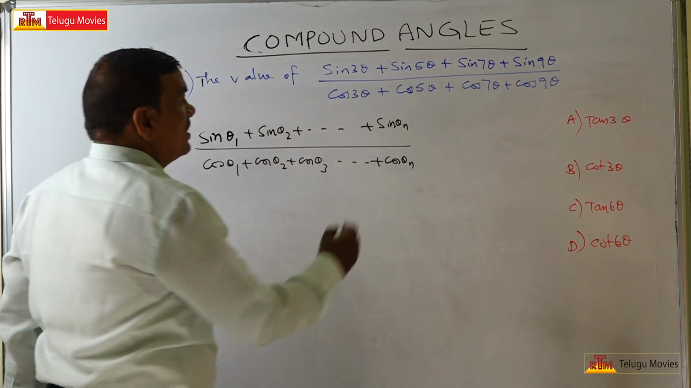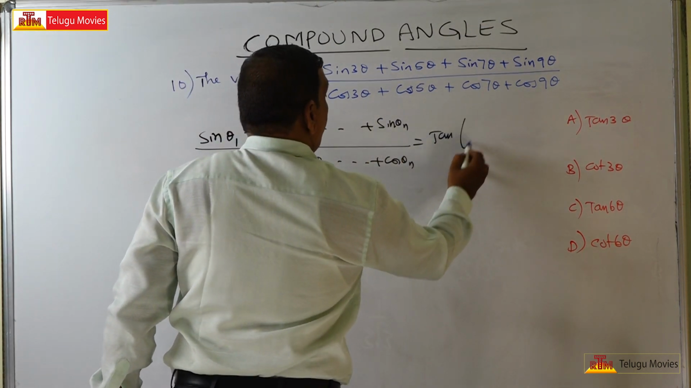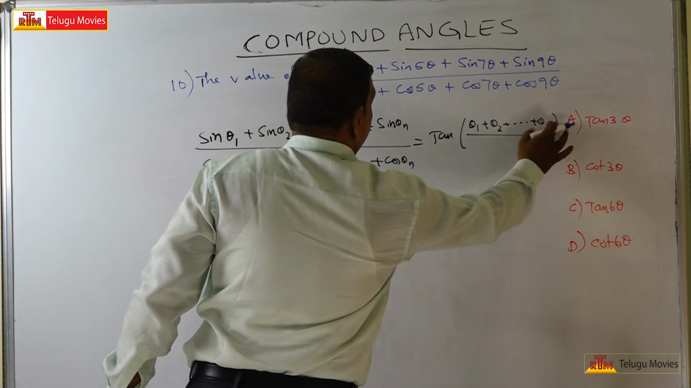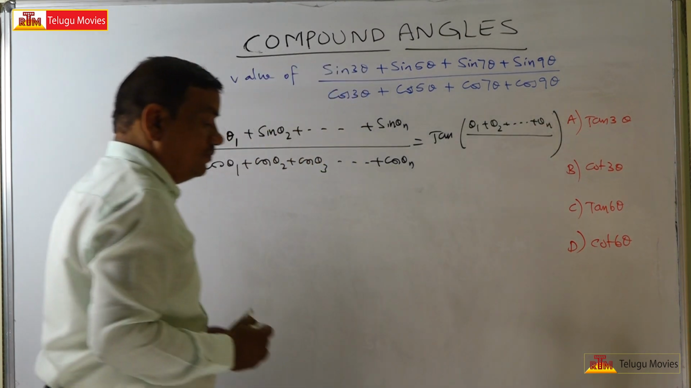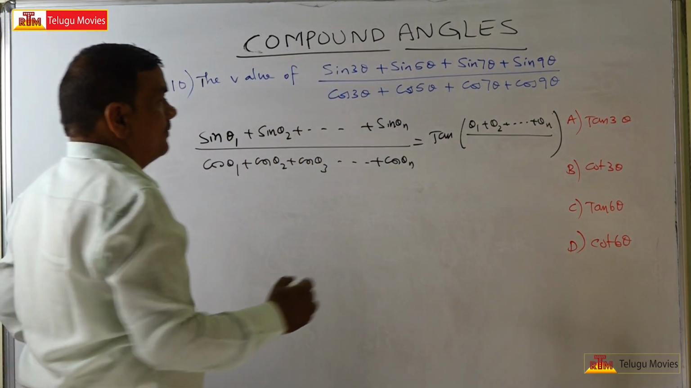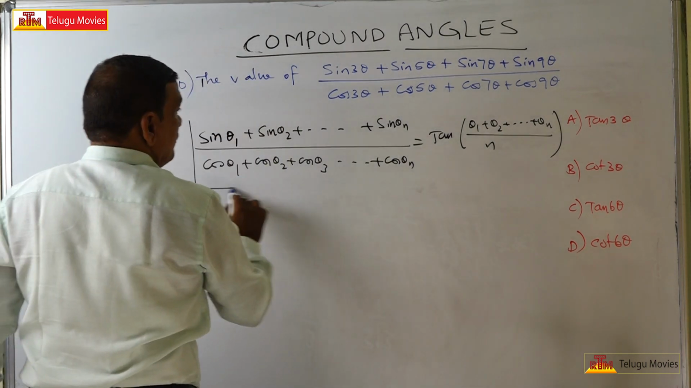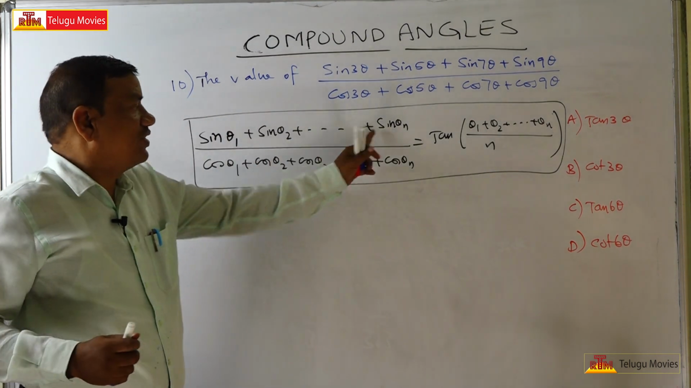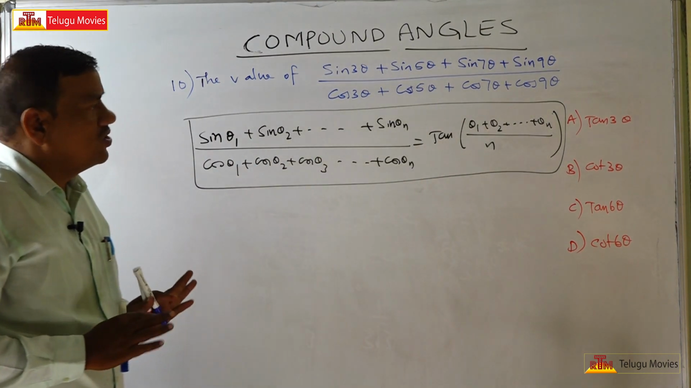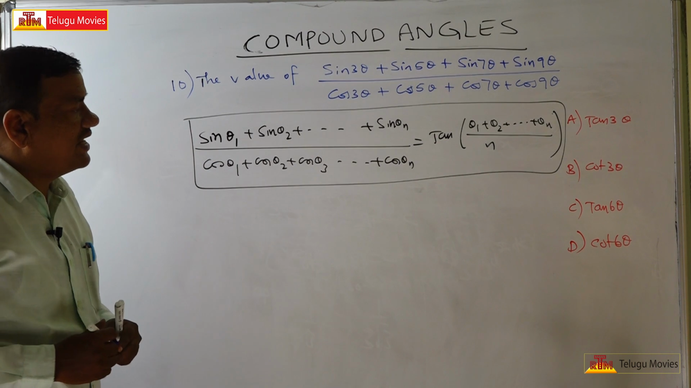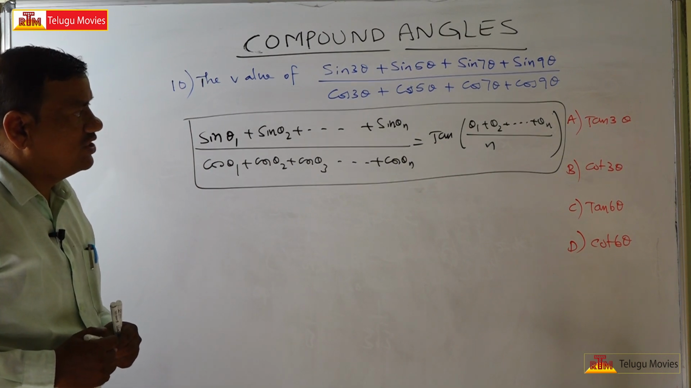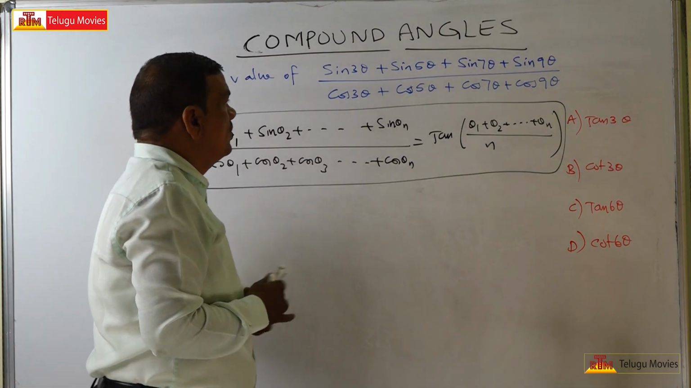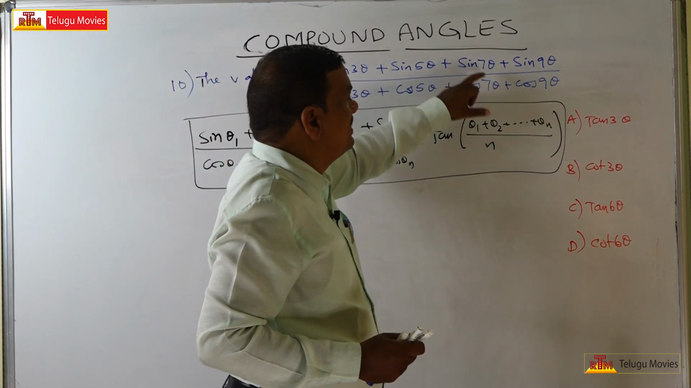So this is given by the formula tan of theta 1 plus theta 2 plus theta 3, and so on, theta n, whole upon n. This is a very, very important formula, please note it down. If it is sin 4 times, the denominator also has cos 4 times, with the same angles. Then it is given by tan of theta 1 plus theta 2 plus theta 3, and so on, theta n, upon n.